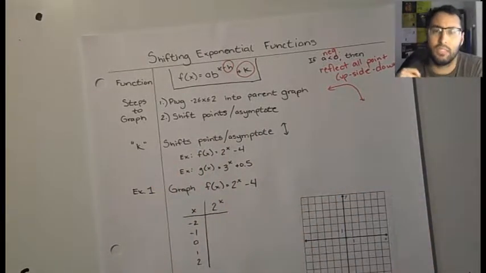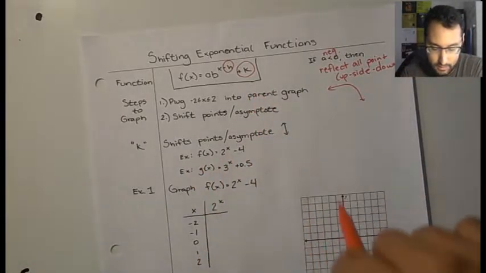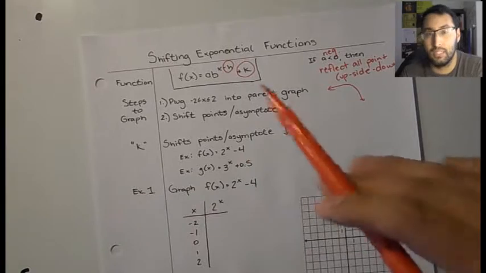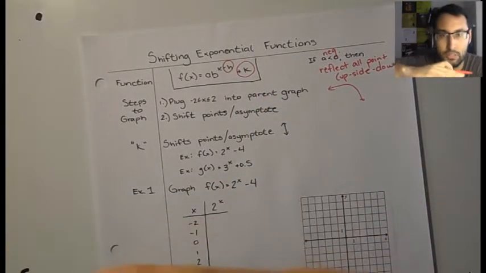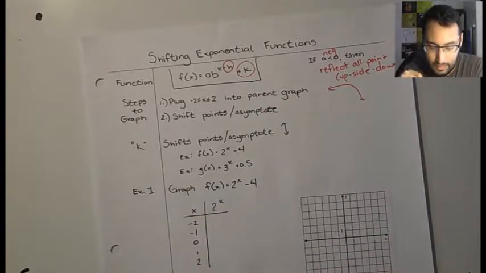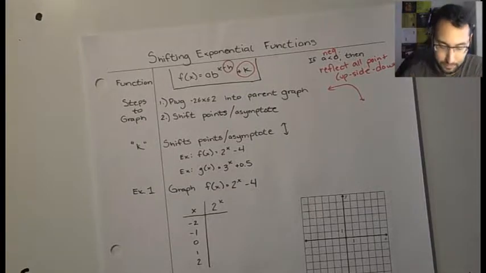So this first part, we're going to highlight the k value. This shifts the points, and this shifts really the asymptote. That's that invisible, straight horizontal line. It's going to shift that up or down.